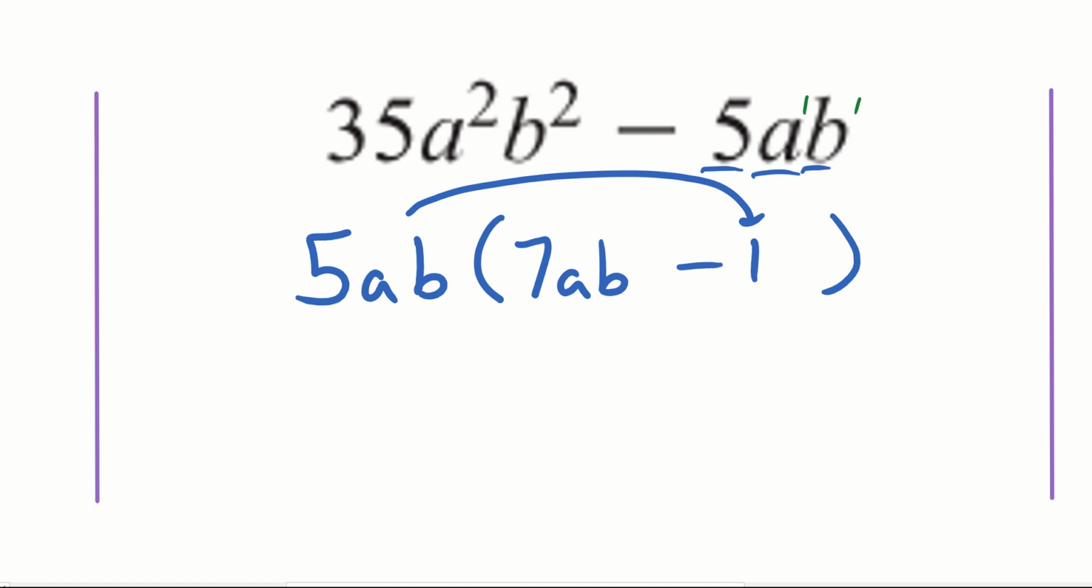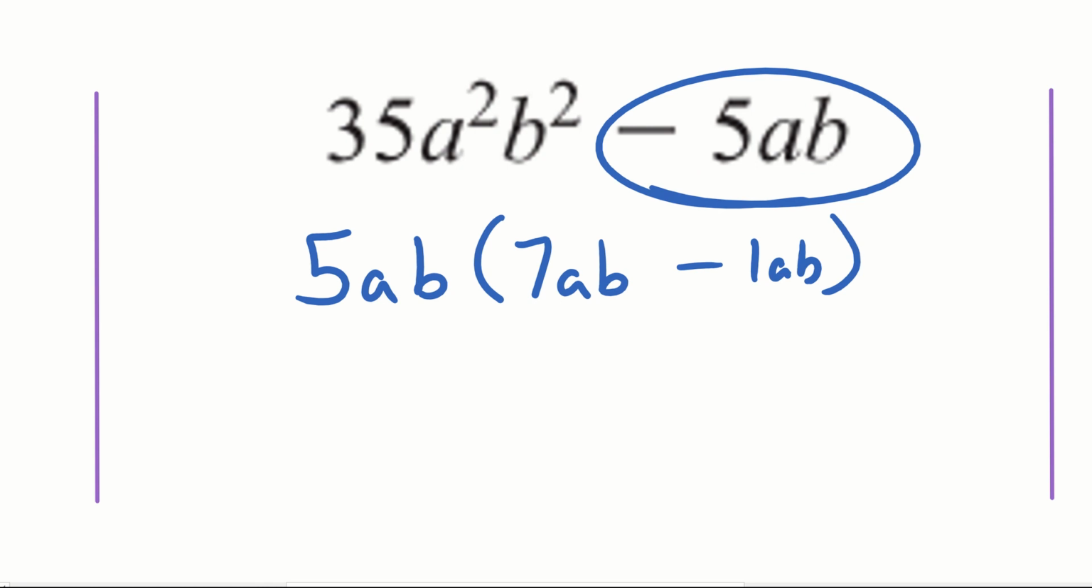And a times what will get me back to a? Nothing. B times what will get me back to b? Nothing, because I already have the a and the b. So I stop there. If I were to put another ab here, I'd be wrong, because a times a is a squared, and b times b gives you b squared. But we don't want a squared, b squared in this second term. We just want a to the first and b to the first.